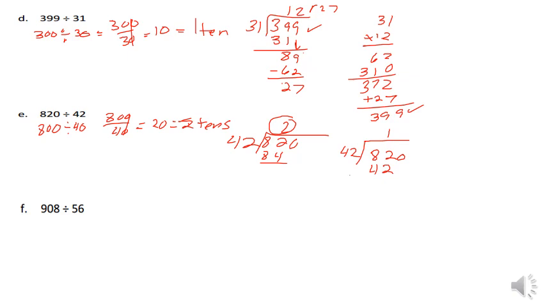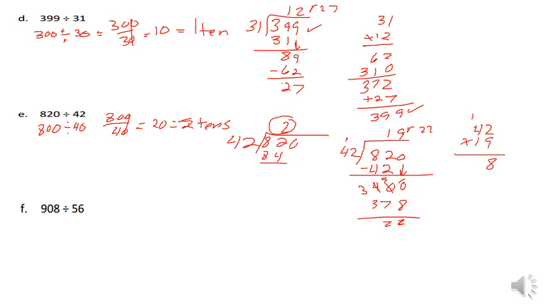So I have to revise this quotient. Now we have 820, and I'm going to bring it down to 1 ten times 42, and we're going to end up with 40. Bring down our 0. 42, I know it's not going to go 10, so I'm going to go 9 times. 9 times 2 is 18. 9 times 4 is 36, plus 1 is 37. When we regroup, we end up with 22. So we have 19, remainder 22.